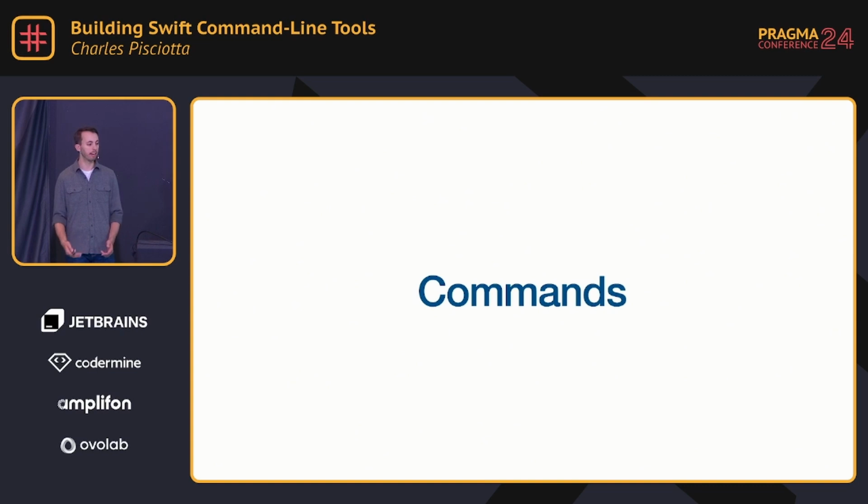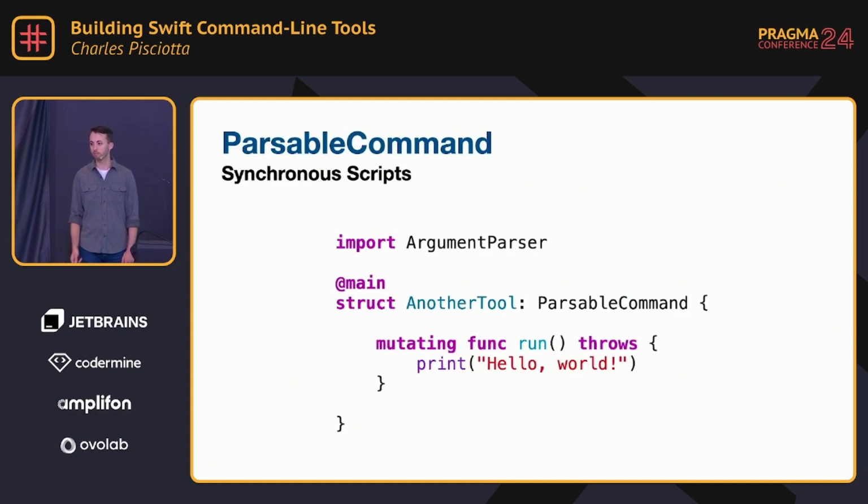The first is with commands. So the first command is a parsable command. This is synchronous code, and you can see here that simply with this example, we will print hello world. You'll notice that I'm using the main attribute here, and so this is the entry point of our app.